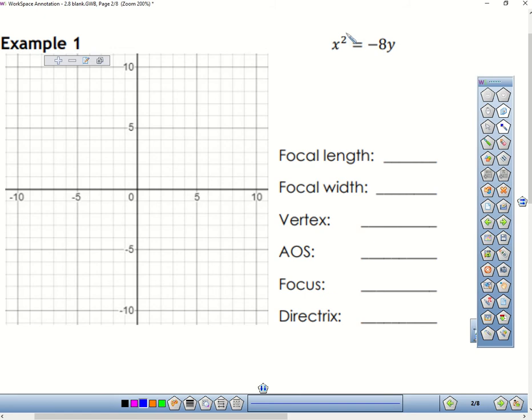The x is squared. So if your x is squared, this means that we're either going to open up or we're going to open down. So we can either open up, down, left, or right. If your x is squared, you're going to open up or down. If your y is squared, you're going to open left or right.